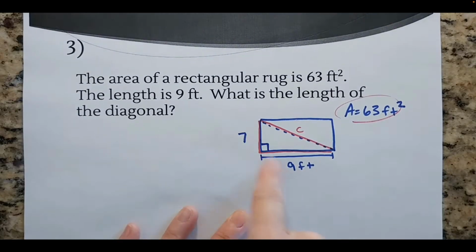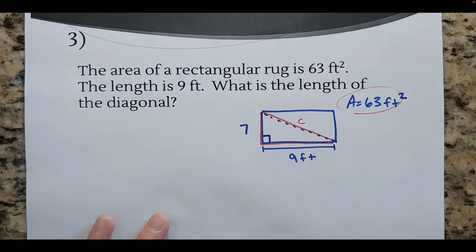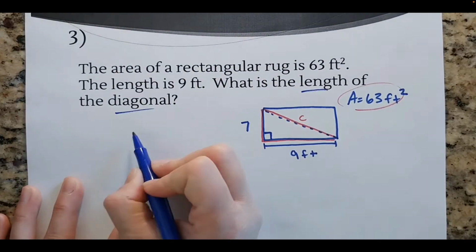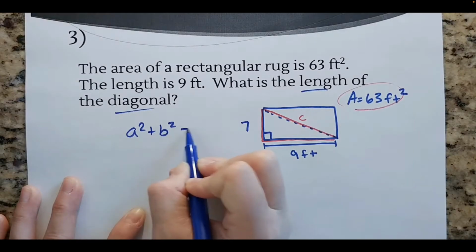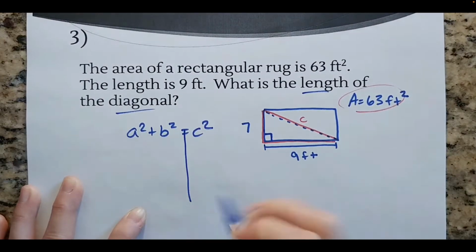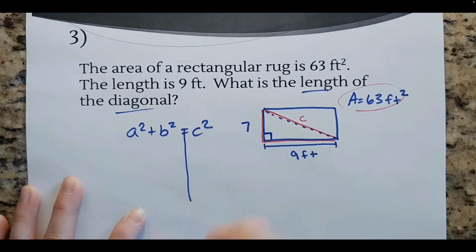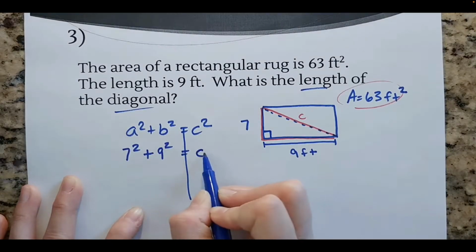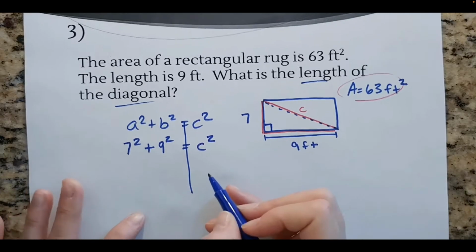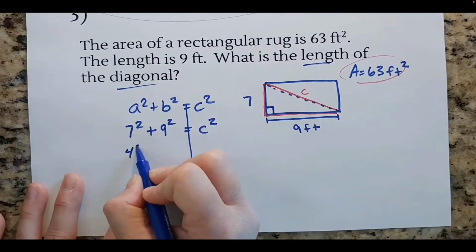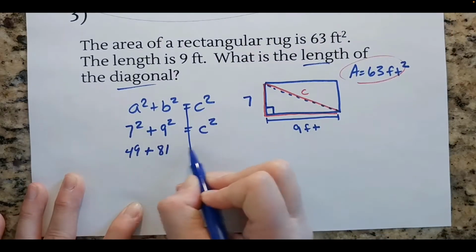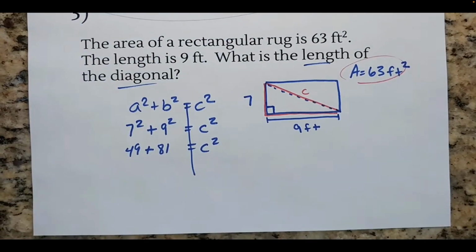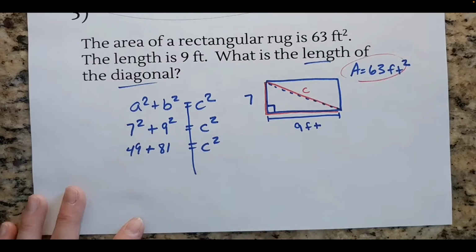So now I know what the two sides are. See, a picture is very helpful here. Let's use the Pythagorean theorem and find the length of the diagonal. A and B make the 90-degree angle. Square, square. Then just evaluate. 7 times 7, 9 times 9. If you add them together, you get 130.